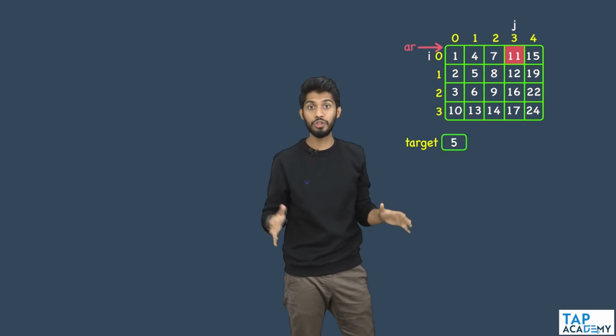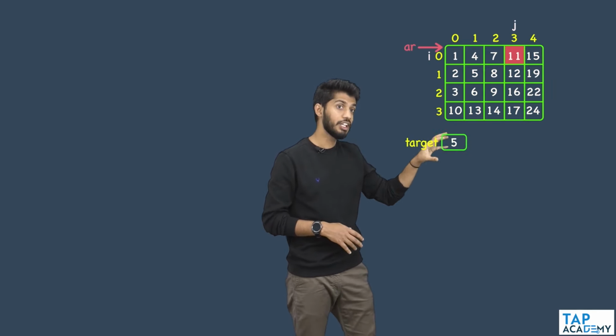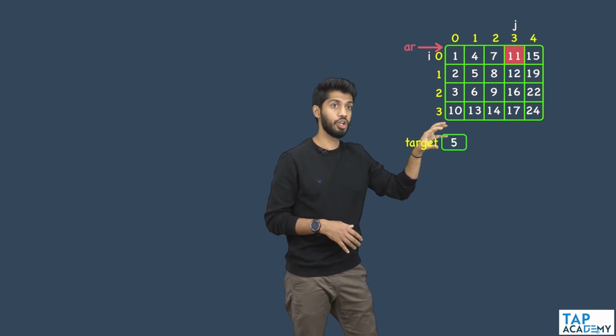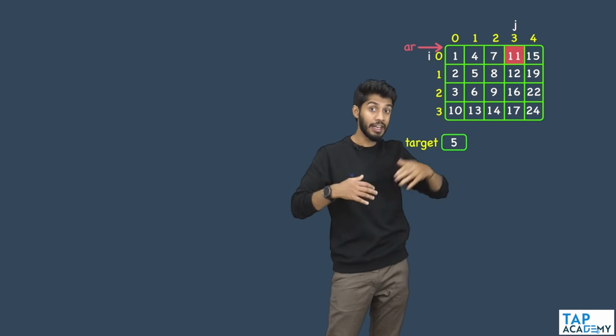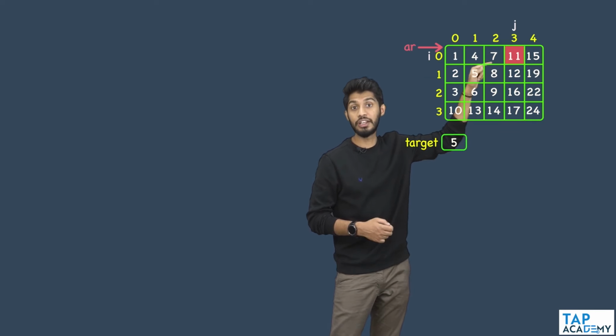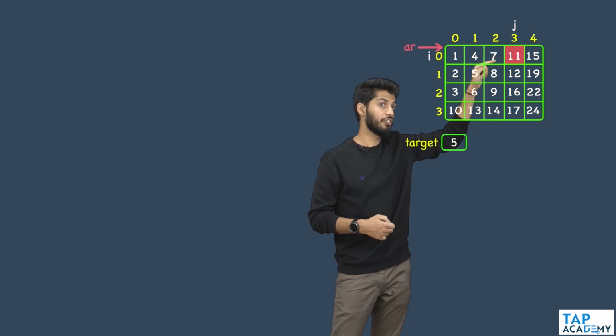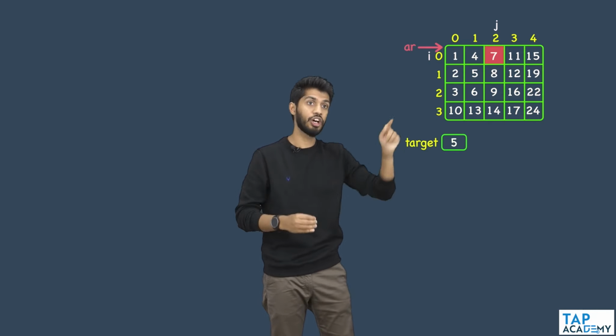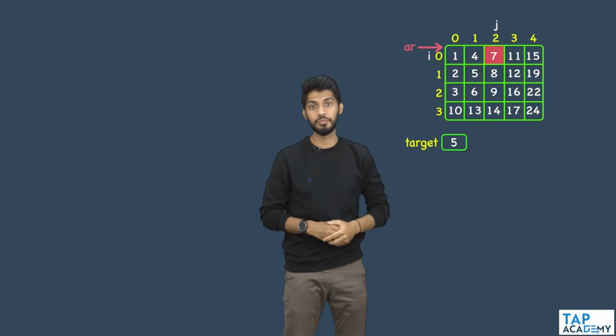No. Now I need to check whether 5 is smaller than 11 or greater than 11. In case 5 is smaller than 11, what I can understand is, definitely the element does not exist over here, because all of these numbers are greater than 11. So definitely 5 is smaller than 11, so 5 would exist on this side, so I need to decrease the value of j. So if you have observed over here, whenever the target value is less than AR of ij, I need to reduce the value of j.